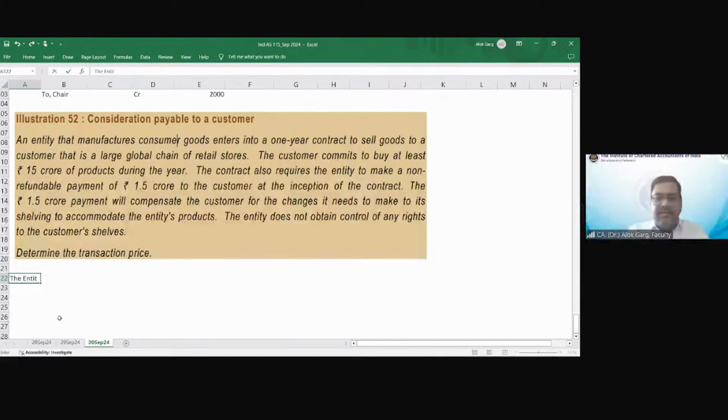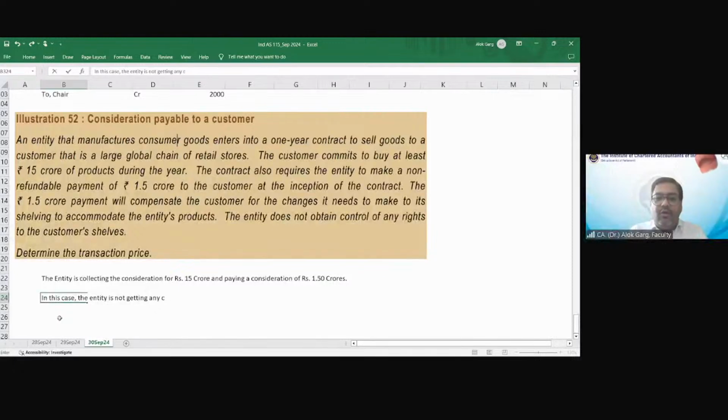The entity is collecting the consideration for rupees 15 crore and paying a consideration of rupees 1.50 crores. Okay. 1.50 crores. You should write. In this case, the entity is not getting any control of distinct goods and services.